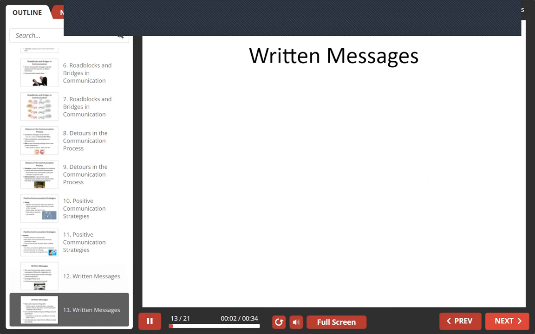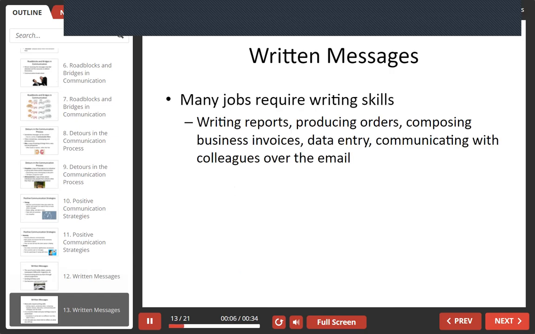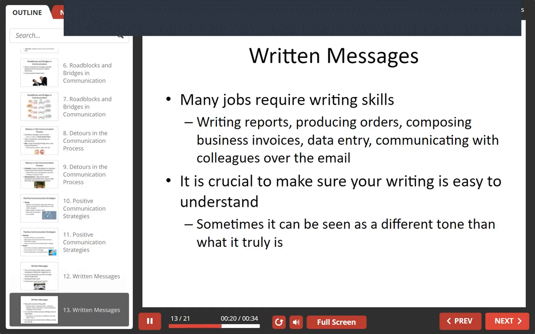Written messages can be of extreme use to you in the future because many jobs require writing skills. This includes writing reports, producing orders, composing business invoices, data entry, communicating with colleagues over email, etc. And it is crucial to make sure that your writing is easy to comprehend and understand. Sometimes it can be seen as a different tone than what it truly is.